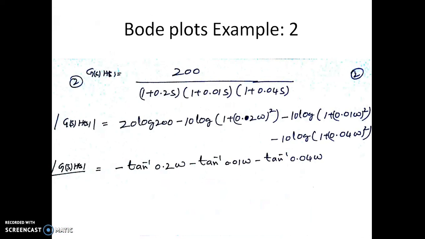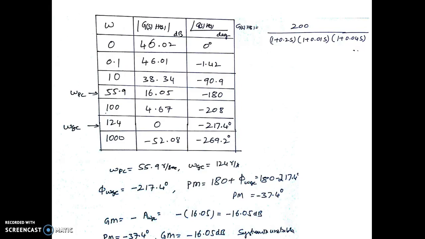So let us consider a second example where the transfer function is given by 200 divided by (1 plus 0.2s) into (1 plus 0.01s) into (1 plus 0.04s). The time constants of the poles are 0.2, 0.01 and 0.04. We have the magnitude equation given by this, and this is the phase equation. Similarly, as in the previous case, we can obtain the values of magnitude and phase at different values of omega and find out omega gc and omega pc. So these are different values of omega and their corresponding magnitude and phase.